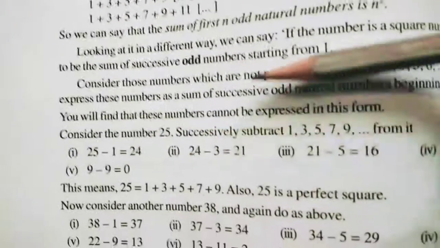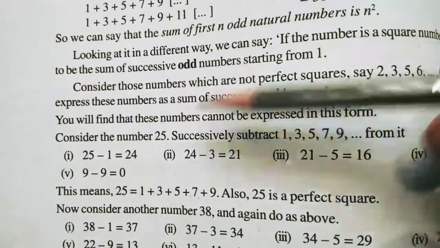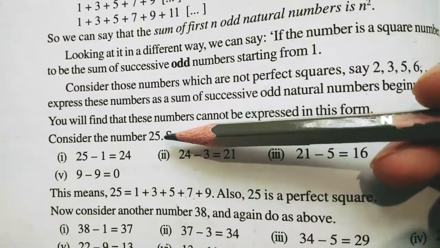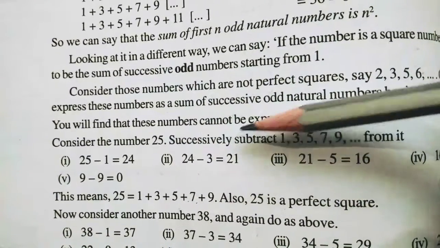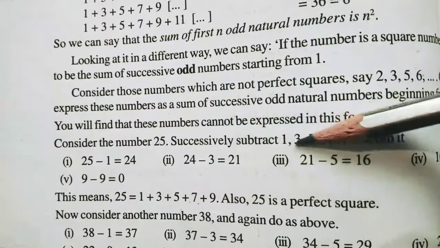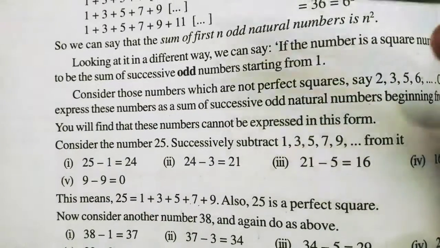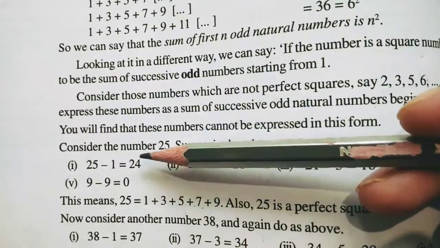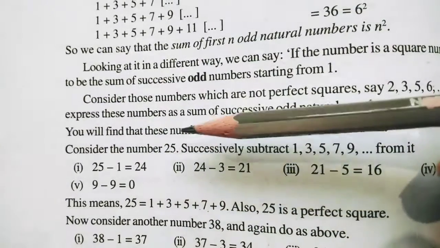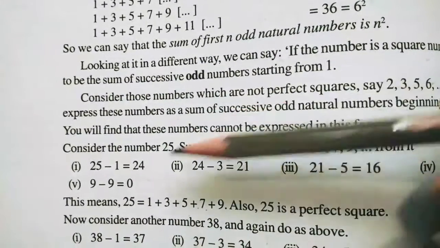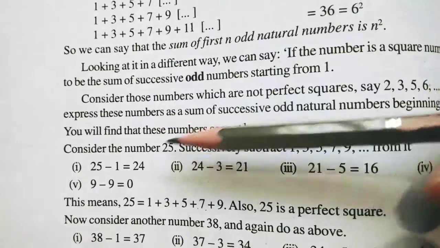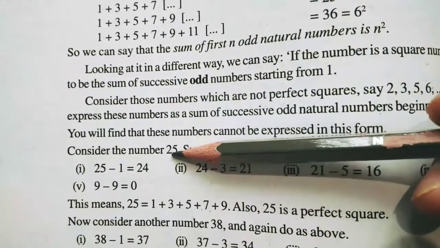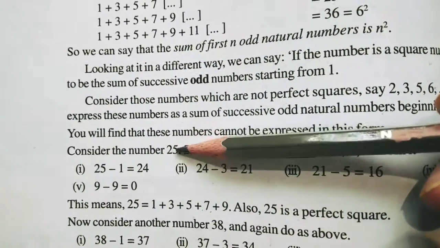Now consider another pattern. What is the pattern? Now consider 25. The number 25 is the square of 5. So successively subtract 1, 3, 5, 7. That means now we'll do the opposite of this. We'll go on subtracting the odd numbers from 25. Then we'll find what the number of this square number is.